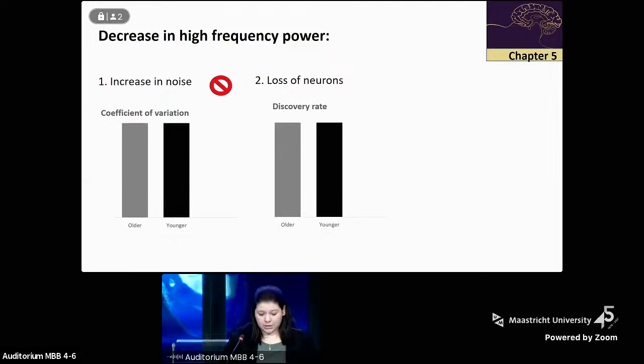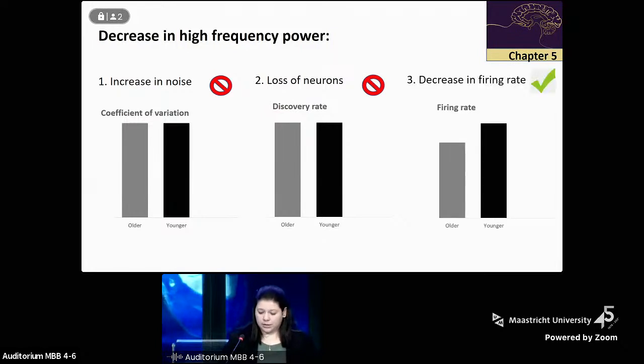Then our second idea was that there was a loss of neurons. Because these are done with microelectrode recordings, we didn't have a direct way to measure the loss of neurons, so we used the discovery rate. What we found is that it was as easy to find single units in the older patients as in the younger patients. So this also doesn't seem to be the answer. Finally, we think that there is a decrease in firing rate that explains this decrease in high frequency power. When we look at the firing rate, the older patients have a lower firing rate. So this hypothesis seems to be the one that explains our results.